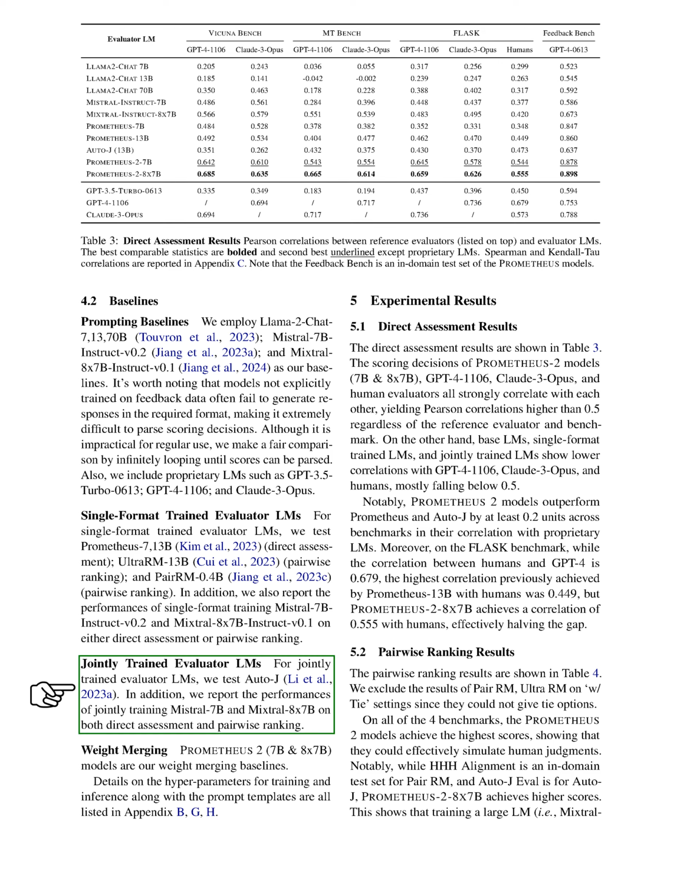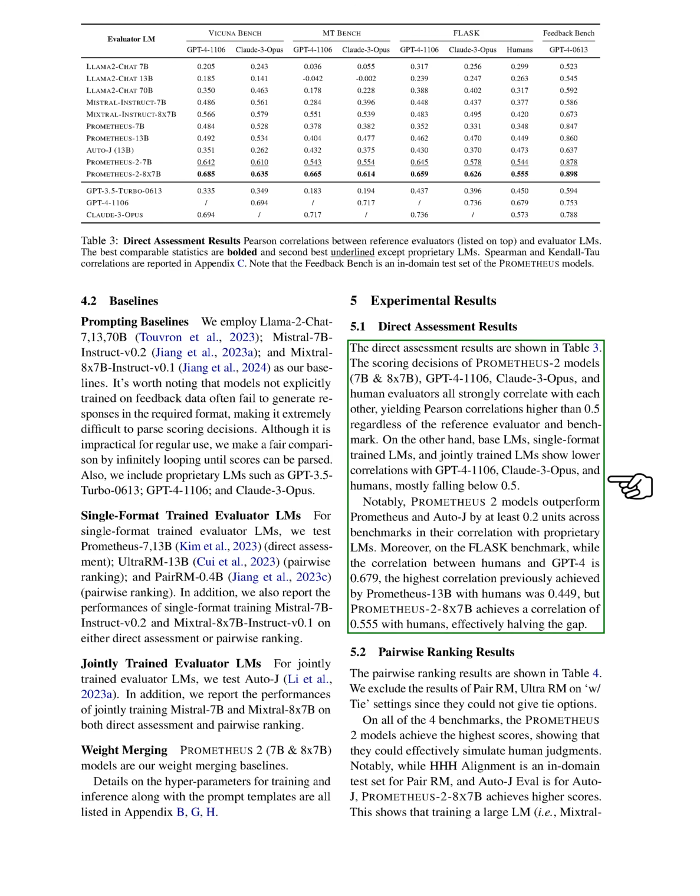Section: Weight Merging. In this section, we will discuss the results of our weight merging method using Prometheus 2 models as baselines. The details of the training hyperparameters and prompt templates can be found in the appendix. When looking at the direct assessment results, we see strong correlations between the scoring decisions of Prometheus 2 models, GPT-4 1106, Claude 3 Opus, and human evaluators, with Pearson correlations consistently above 0.5.